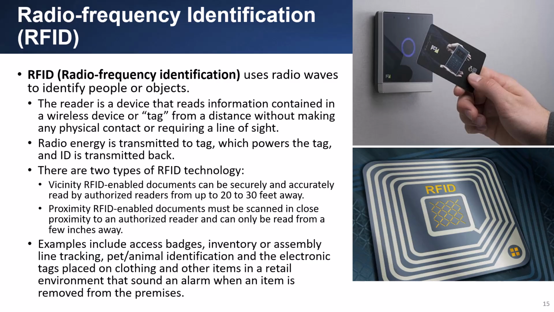There are two types of RFID technology. Vicinity RFID-enabled documents can be securely and accurately read by authorized readers from up to 20 to 30 feet away. Proximity RFID-enabled documents must be scanned in close proximity to an authorized reader and can only be read from a few inches away. Examples include access badges, inventory or assembly line tracking, pet or animal identification, and electronic tags placed on clothing and other items in a retail environment that sound an alarm when an item is removed from the premises.